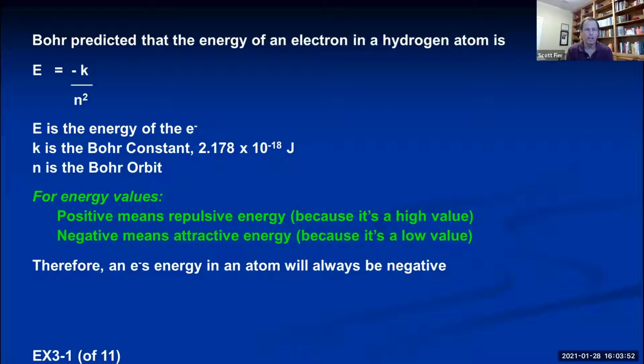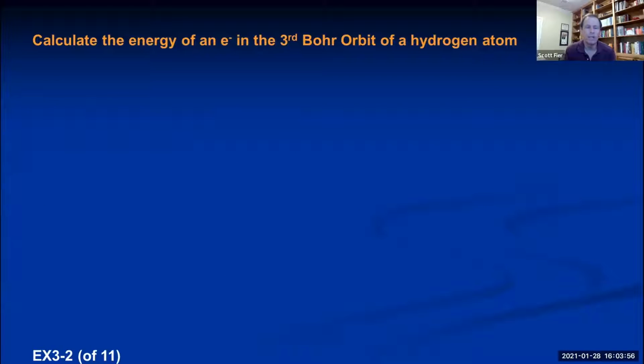So that's the equation given in the introduction. Let's try an example where we actually use that. Let's see if we can calculate the energy of an electron that's in the third Bohr orbit of a hydrogen atom. So this calculation can just be done with this equation. We use the Bohr constant, 2.178 times 10 to the minus 18th joules, and then you just put whatever the Bohr orbit is in the denominator, and in this case, the electron is in the third Bohr orbit, so we put 3 in the denominator, and then you square it.